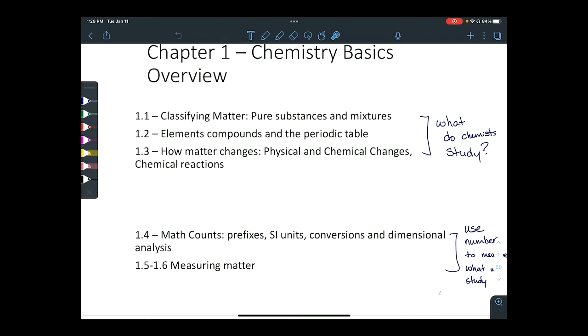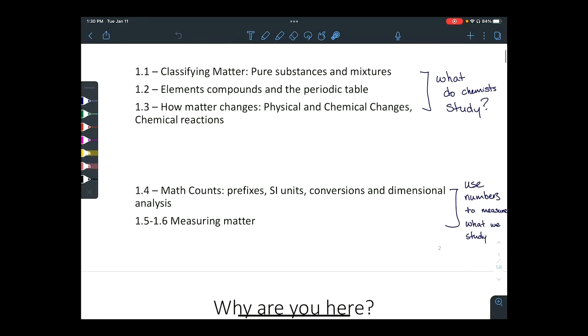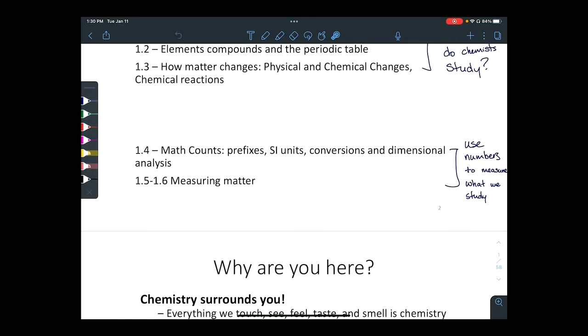We look at observations and behaviors of matter, and we relate that to what stuff the matter is made up of. So that's what we'll explore in the first part of the chapter. And in the second part, we will look at numbers. Essentially, we'll think, okay, how do chemists use numbers and measurements to measure what they study? That's the second part of the chapter.